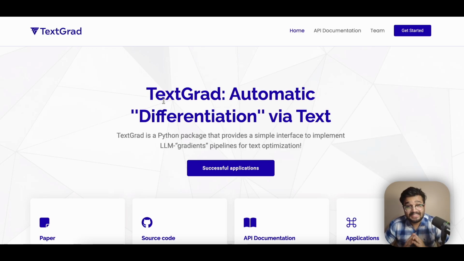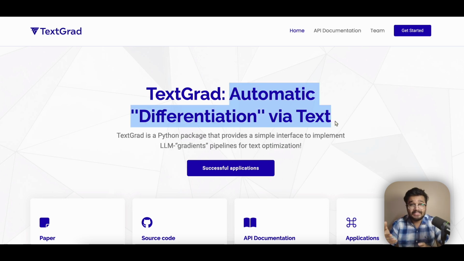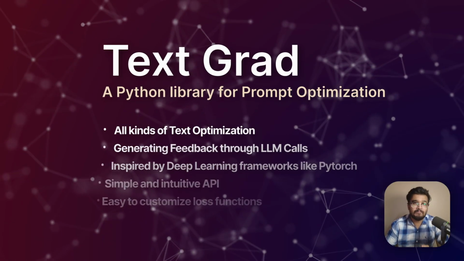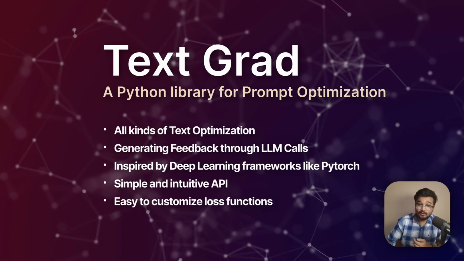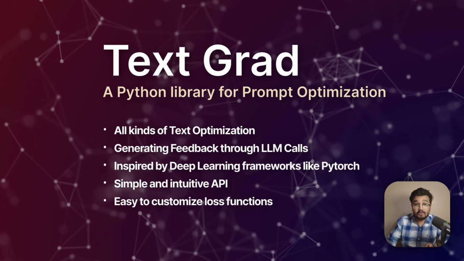Today we're talking about TextGrad. TextGrad is a Python package that does automatic differentiation via text. That basically means that if you have an application where you're using some kind of an LLM to do prompt engineering, you can use TextGrad to optimize your prompt.